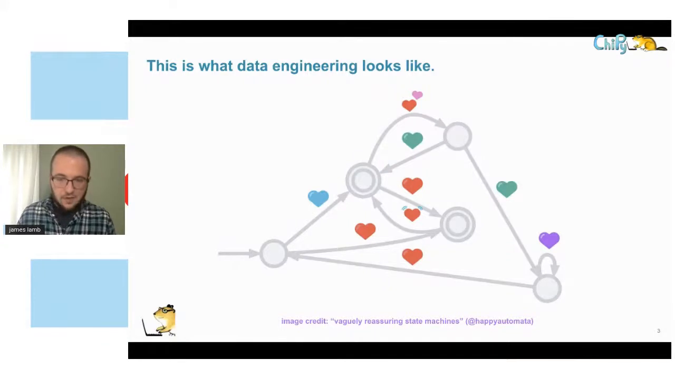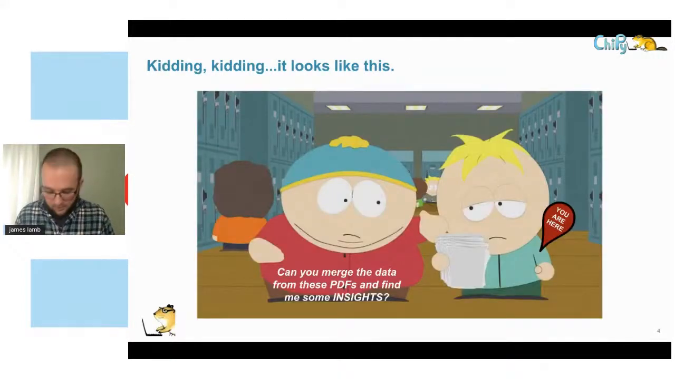So as you saw in the previous talks, this is what data engineering looks like. It's circles and arrows. This is one of my favorites from one of my favorite Twitter accounts, Vaguely Reassuring State Machines. If you've never seen that, I recommend that you subscribe to it. It's very soothing. No, but seriously, data engineering actually looks like this, right? It looks like turning requirements into code that you hate, that you run regularly to do stuff for the business.